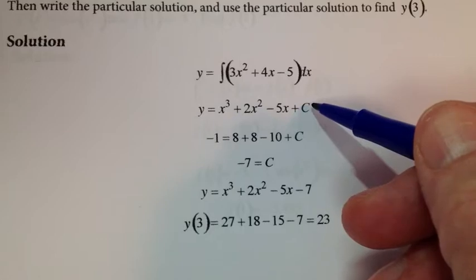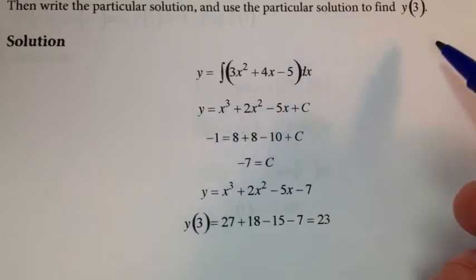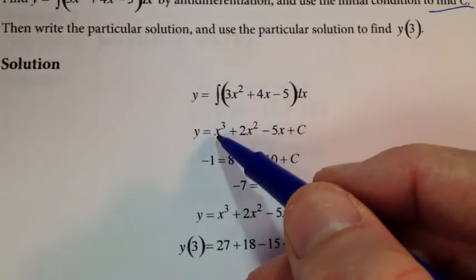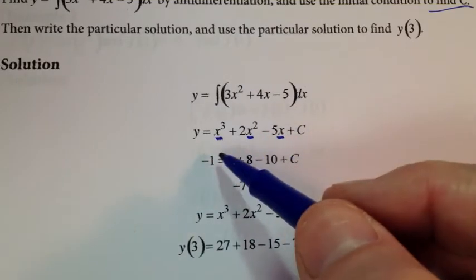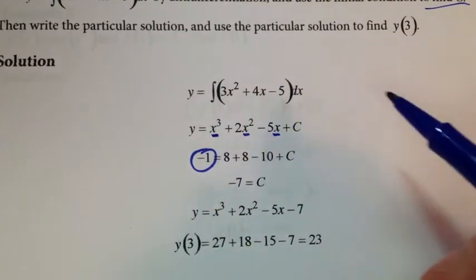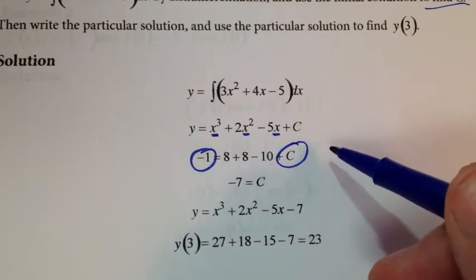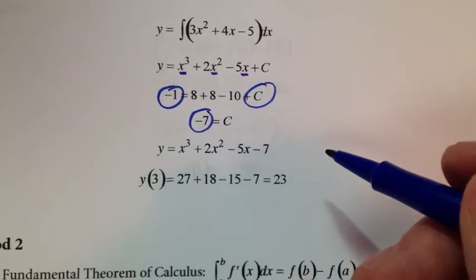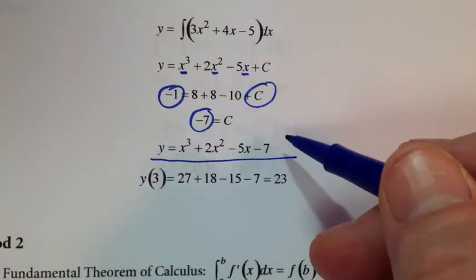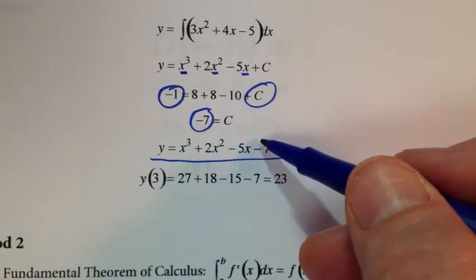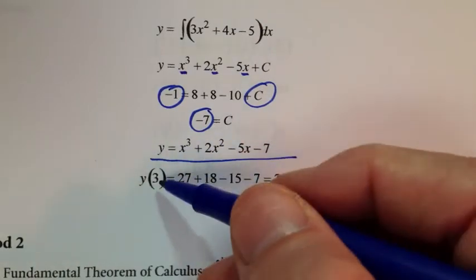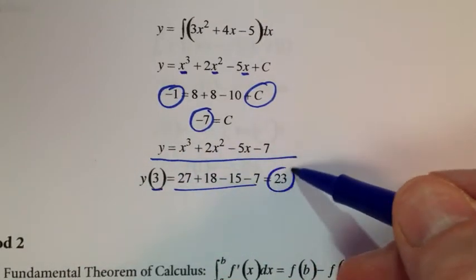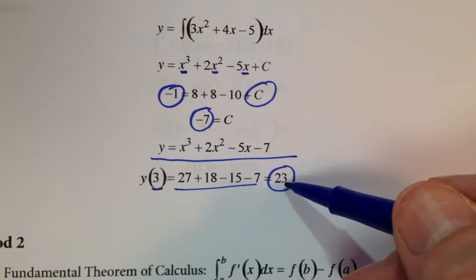And then the initial condition that when x is equal to 2, way back up here, so when we put a 2 in for x, we would get a -1 out for y, and then you just have this one variable C, and by doing a little bit of math here, you get that C is equal to -7, and so you get a specific function y, and then once you get that specific function y, you'd plug in your 3 for x, and you'd get an output, and the output when x is equal to 3 is 23.